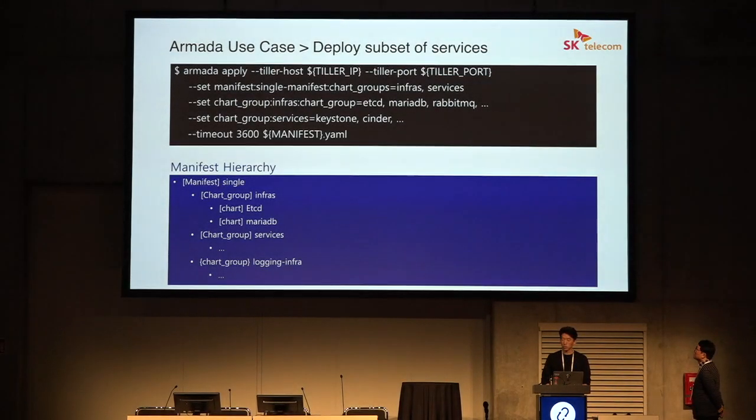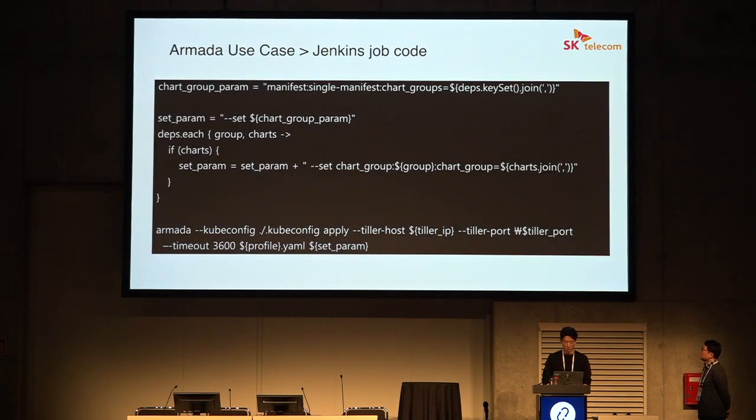But for the second one, to deploy a subset of charts, you need a little more work. The manifest hierarchy looks like the bottom. The manifest contains many chart groups, each of which has many charts in turn. So what you need to do is specify the chart groups you want to deploy, and also a list of charts for each chart group. Of course, it's not easy to do this manually every time, so we need to automate that process. And here's the actual code used in our Jenkins job for automatically composing the necessary parameters for the previous Armada command. It's Groovy code and very simple.